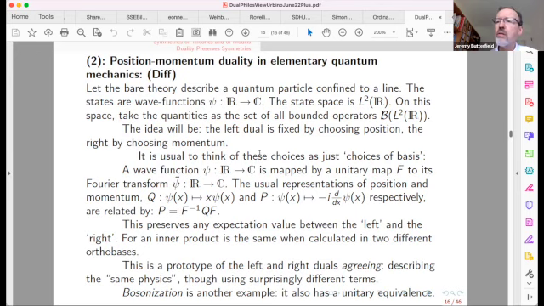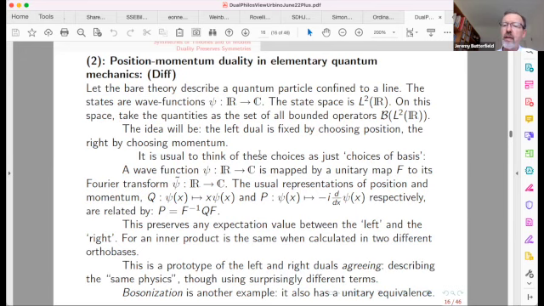So it's not just the states that are mapped by Fourier transform, but this unitary map F is intertwining the position and momentum operators, as you see in the equation. Well, this is normally regarded as a change of basis, and expectation values are invariant under a change of basis. And that is because they're calculated from an inner product in an inner product space. So this is a prototype of the left and right duals not differing. This is agreeing, describing the same physics, as physicists would say, but in surprisingly different terms.